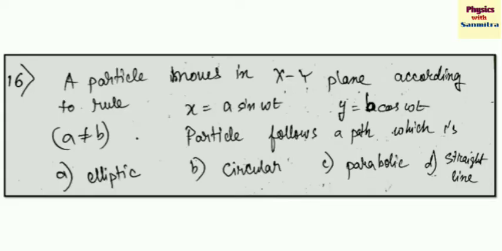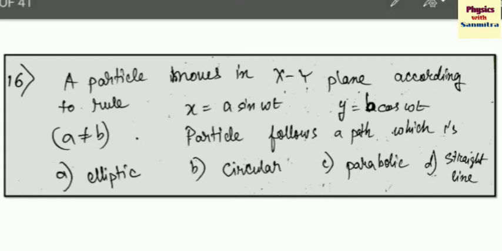A particle moves in the xy plane according to the rule x is equal to a sin omega t and y is equal to b cos omega t, where a is not equal to b. The particle follows a path which is: circular, ellipse, parabolic, or straight line. Now let's solve this question.